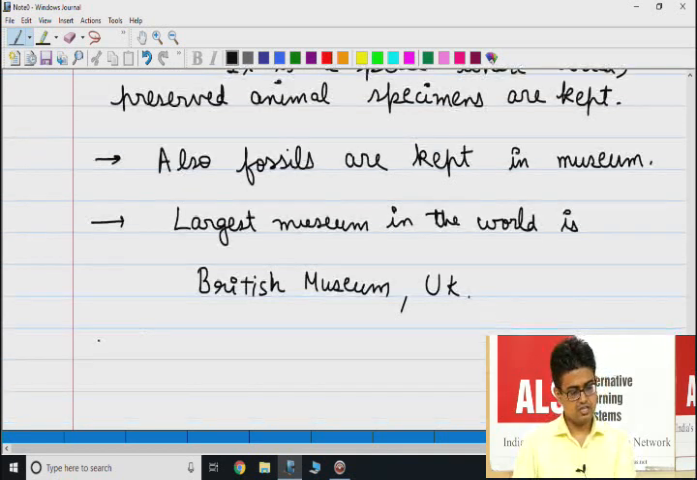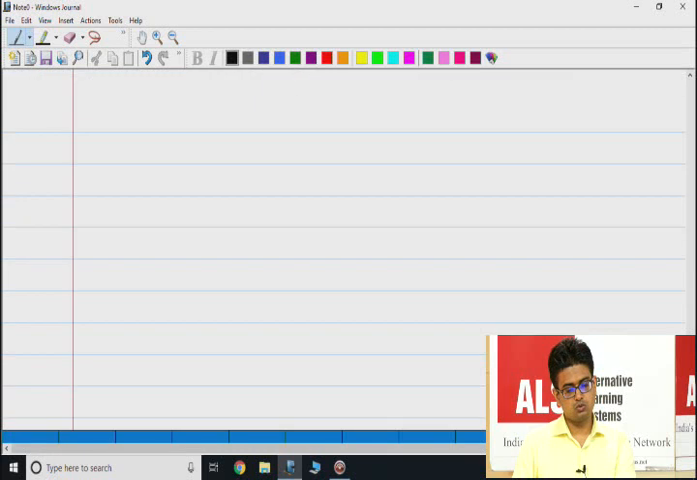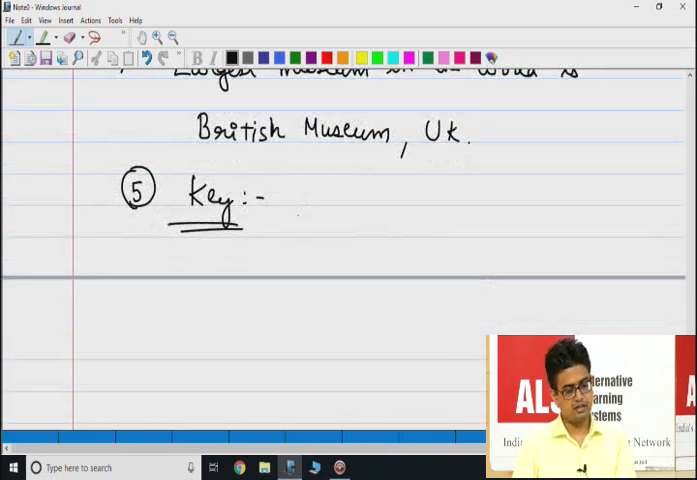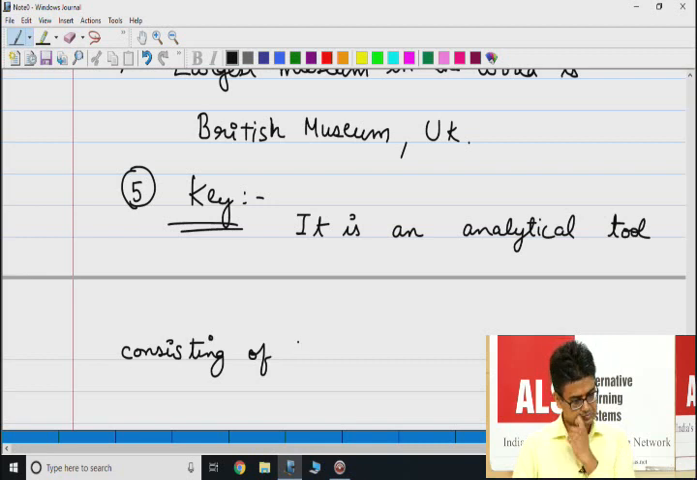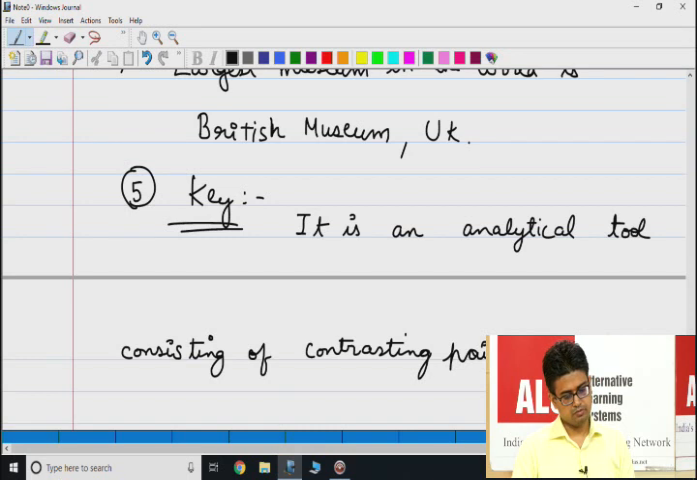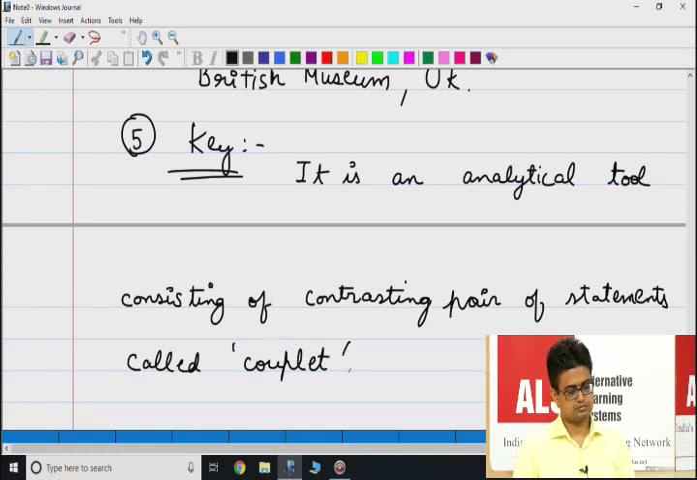Okay, the last thing is key. Key is an analytical tool consisting of contrasting pair of statements called couplets.